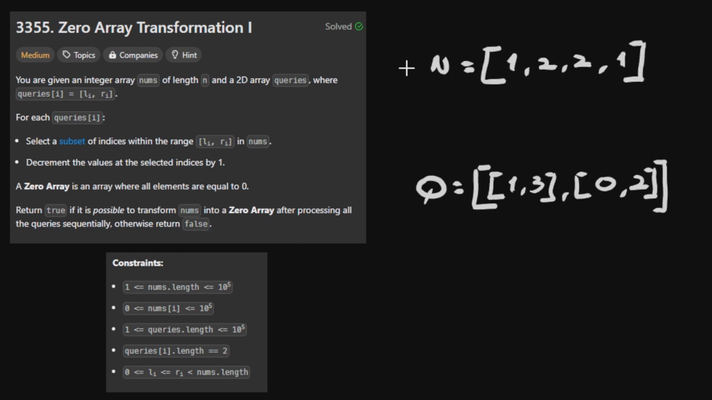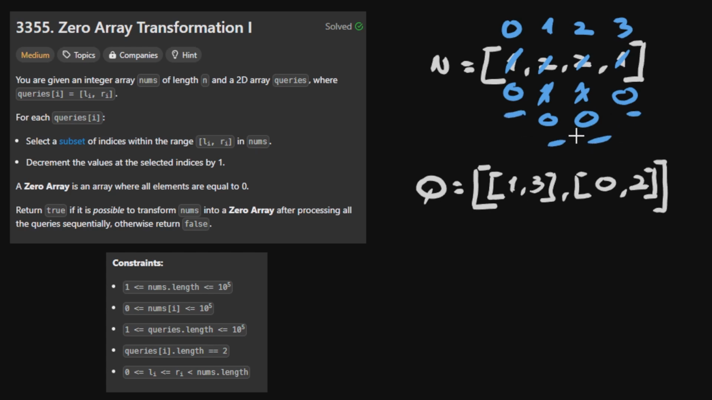So let's see an example. Let's say this is nums, this is queries, and these are the indices in nums. We can take this query and subtract 1 from every element in nums from index 1 up to index 3. So this would become a 1, this would become a 1, and this would become a 0. Next, we can take this query and subtract 1 from every element from index 0 up to index 2. So this would become 0, this would become 0, and this would become 0. And given that we can build an array with all zeros, we can return true.